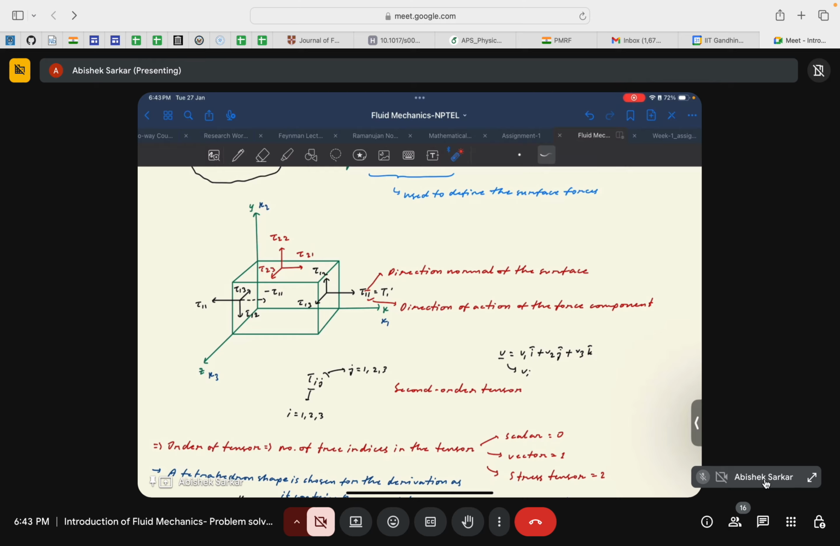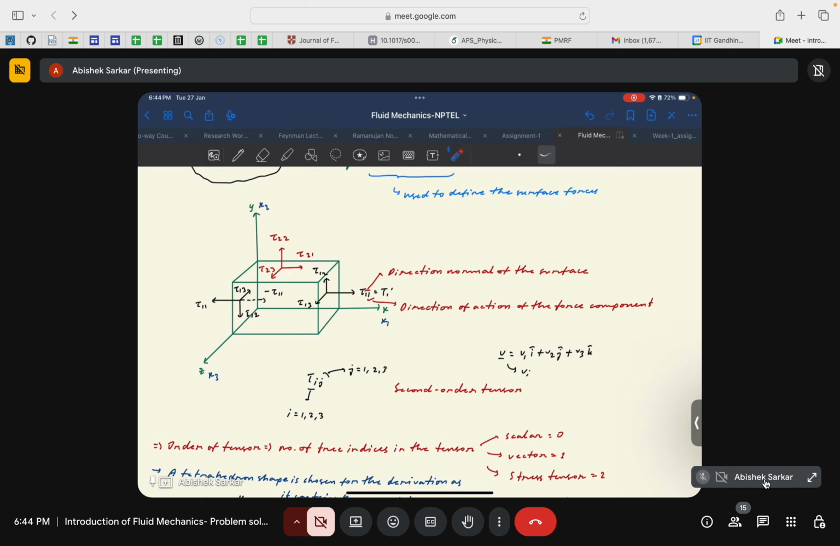So this is the cuboidal fluid element that we are considering, and consider a surface along the direction of the x component. The component of stress that acts along this direction is given by tau 11, and tau is the symbol that we use to define stress. We now use two indices to define this particular stress component. Now you might say, why are we using two indices? Why are we using tau 1? Why can't we just use 1?